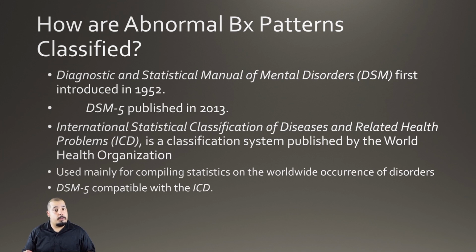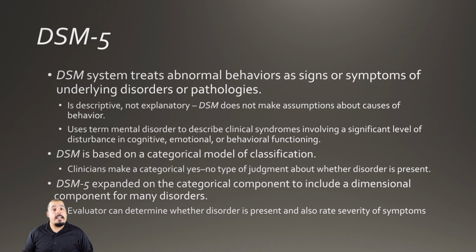Although widely accepted by most practitioners, the DSM has been criticized for relying too much on a medical model of diagnosis. The International Statistical Classification of Diseases and Related Health Problems, or just ICD, defines every known disease, syndrome, and disorder and compiles statistics on each. The DSM is compatible with the ICD, which is in its 10th edition and preferred by psychologists and other mental health professionals. Although the DSM system, like the medical model, treats abnormal behaviors as signs or symptoms of underlying disorders or pathologies, it does not assume that abnormal behaviors necessarily stem from biological causes or defects.